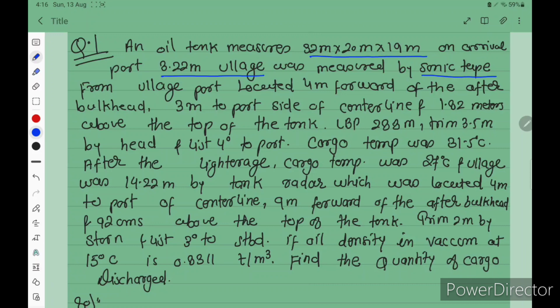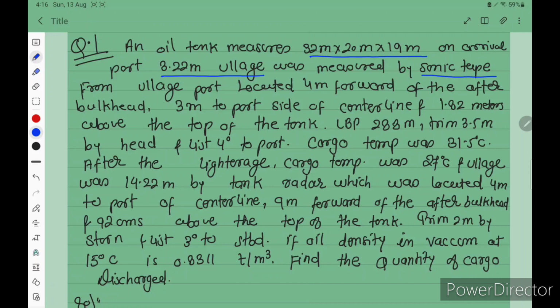So there are two calculations: one before the lighterage and one after the lighterage, so that we can find out how much quantity was discharged. And we are going to use two formulas, because the first time the ullage was measured by sonic tape, so that means the first formula, and the second time it was measured by the radar gauge, so we use the second formula. So we are going to use two formulas here.